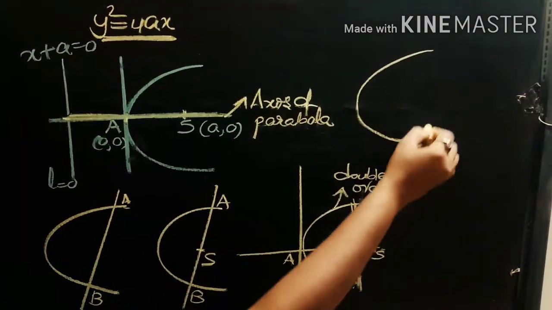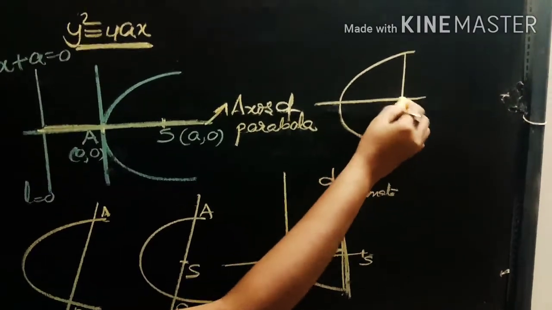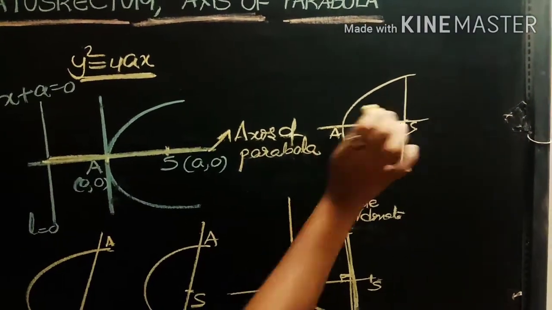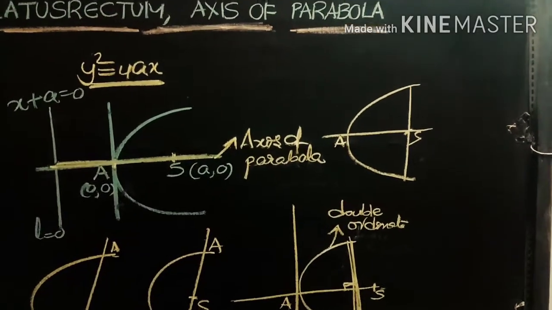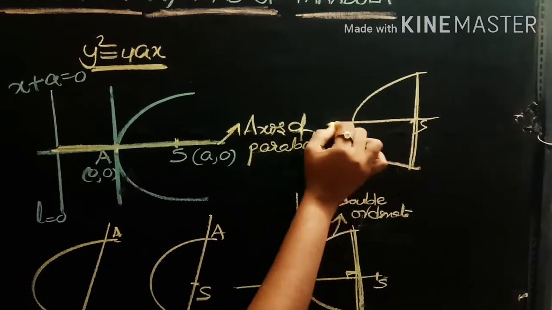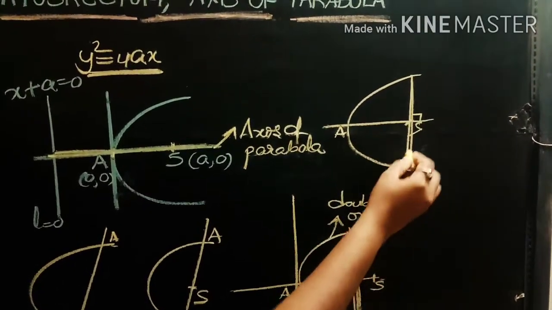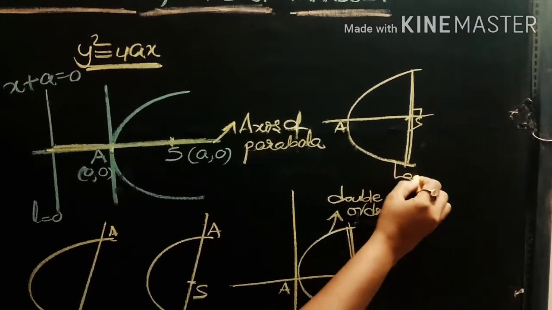And the last definition, latus rectum. Latus rectum means the line which passes through the focus and is perpendicular to the axis of the parabola. This is the chord passing through the focus and perpendicular to AS, perpendicular to the axis of the parabola. Now this is called the latus rectum.